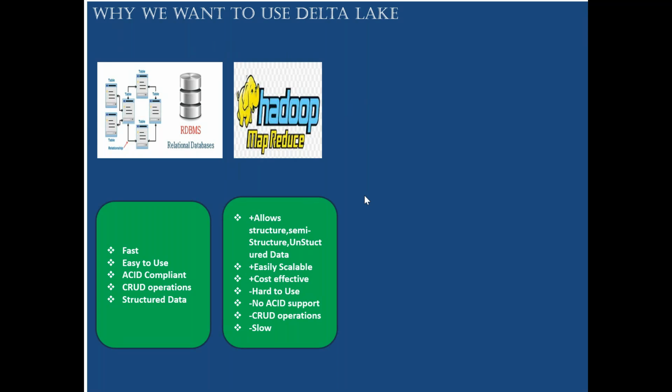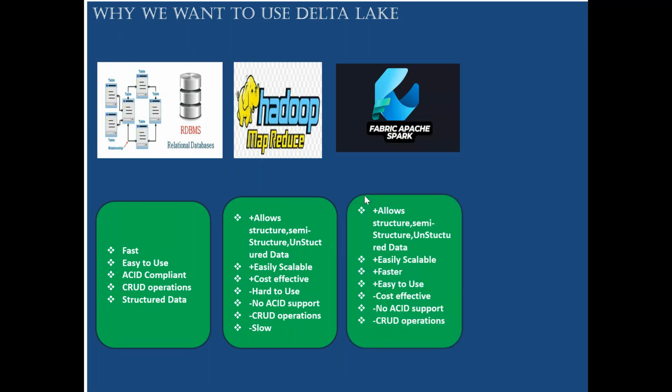The process is slow. To avoid this, we have Fabric Apache Spark. What is it going to do? It is going to allow you to bring structured, semi-structured, and unstructured data and process it. It is easily scalable because you have a lot of cloud-based storages which are very cheap. Everything you can manage in one place.